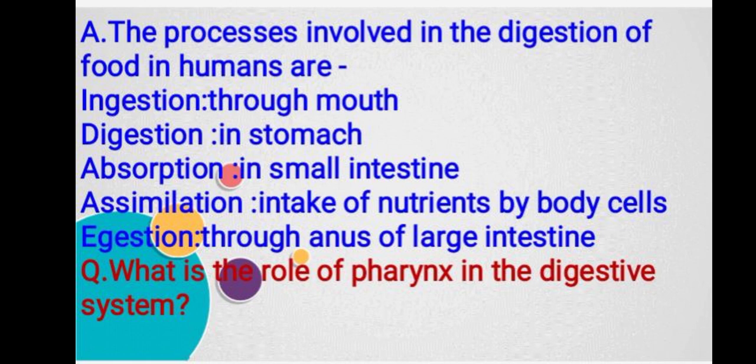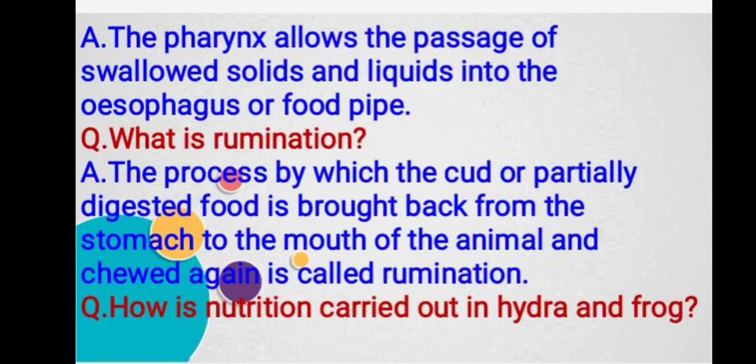Next question is, what is the role of pharynx in the digestive system? We can have answer like this. The pharynx allows the passage of swallowed solids and liquids into the oesophagus or food pipe.